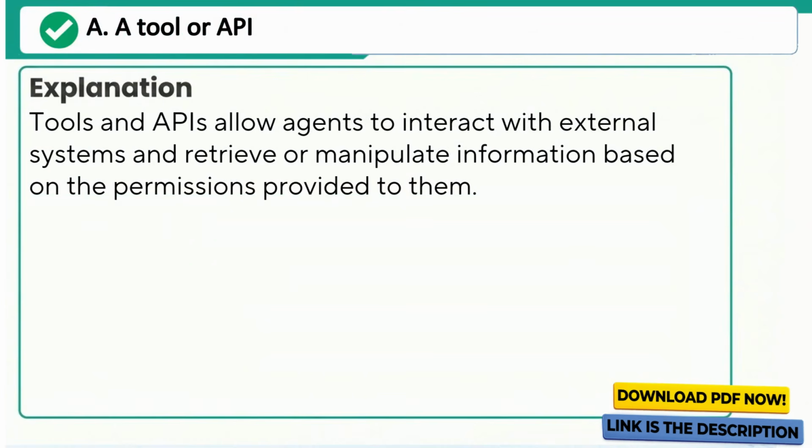Correct answer. A. A tool or API. Explanation. Tools and APIs allow agents to interact with external systems and retrieve or manipulate information based on the permissions provided to them.